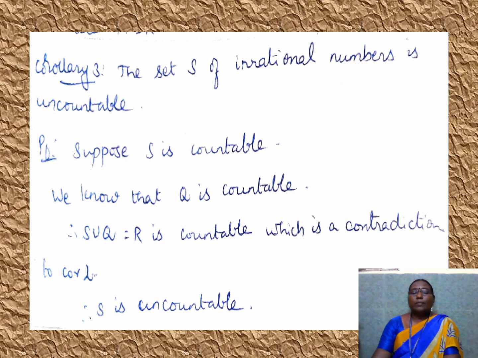So suppose I am taking the set of all irrational numbers S is countable. Then already we know that Q is countable. If you take the union of rationals and irrationals, we are getting the set of all real numbers. So S union Q is R. So R is countable. We are arriving at a result, that is R is countable, which is a contradiction. So why does this contradiction happen? Since we are assuming that the set of all irrational numbers is countable. So we conclude that the set of all irrational numbers is uncountable.